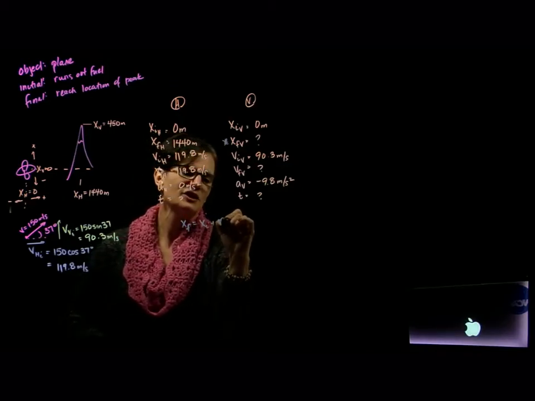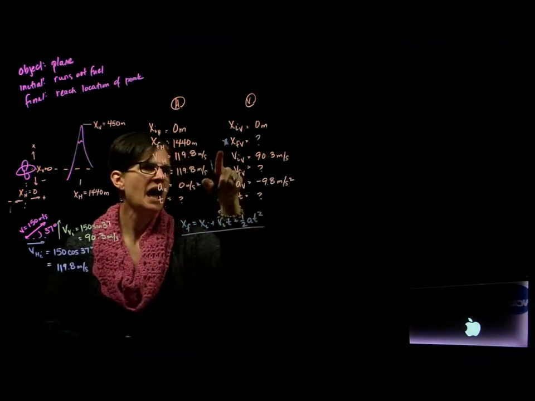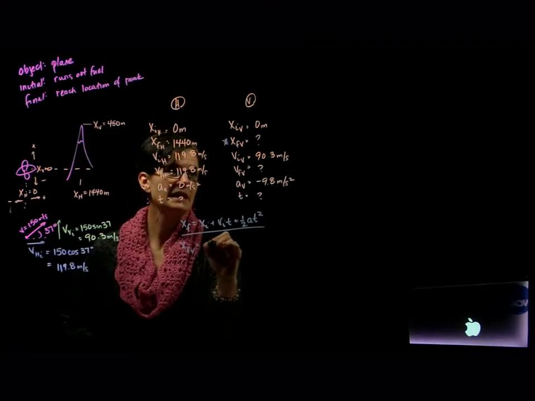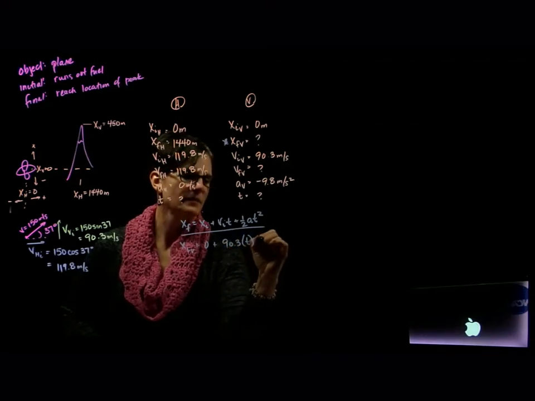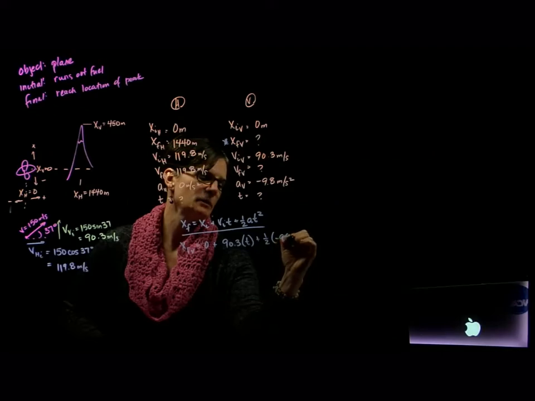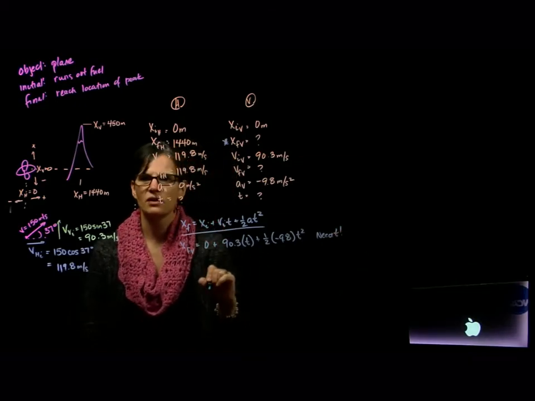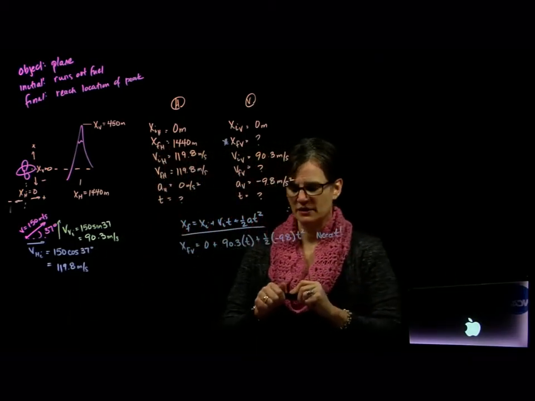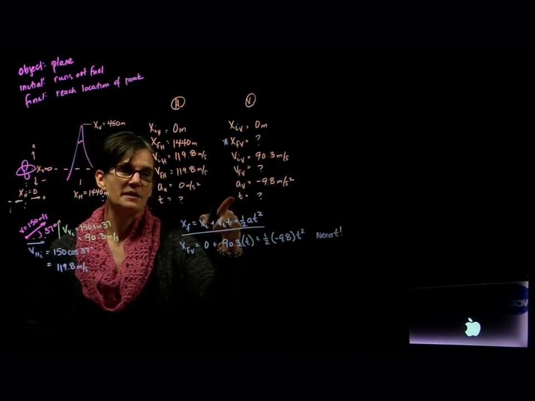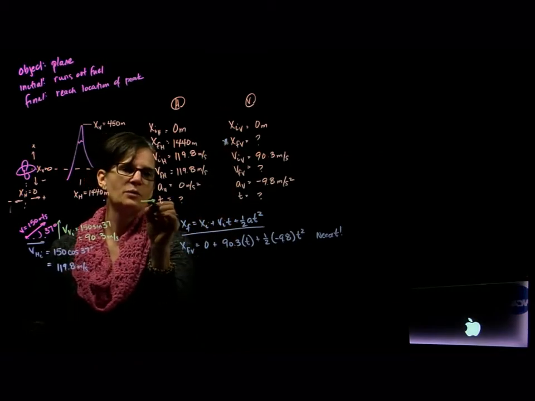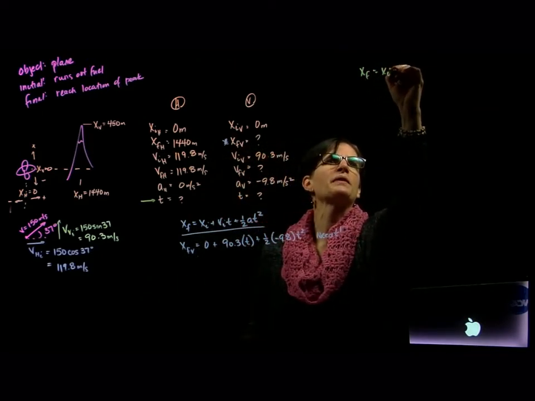And we're going to use the relationship for x final that we often use. X final vertical is what we're interested in. He starts at 0. He has a 90.3 times time plus 1/2 negative 9.8 times time squared. I need time in order to solve this problem. I can't solve it without time, so I'm going to go after time. And time, well, I'm generally not going to get it from the same dimensions, so we're going to look in the horizontal dimension.